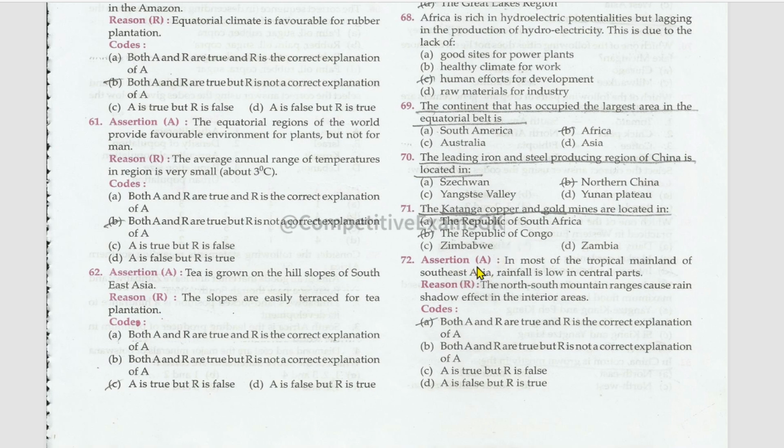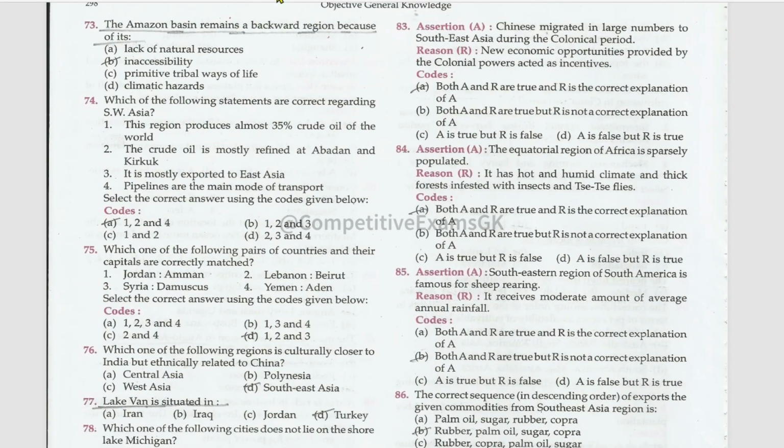Next, assertion and reason. In most of the tropical mainland of Southeast Asia, rainfall is low in central parts. True. The north-south mountain ranges cause a rain shadow effect in the interior areas. True, and the reason is the correct explanation for the assertion. The Amazon basin remains a backward region because of its inaccessibility.